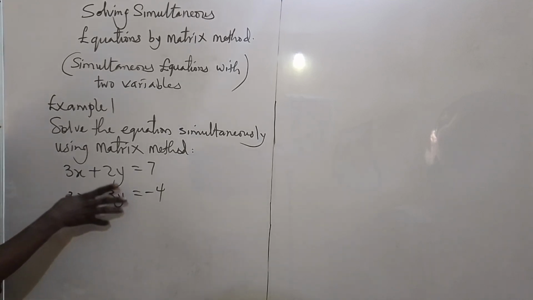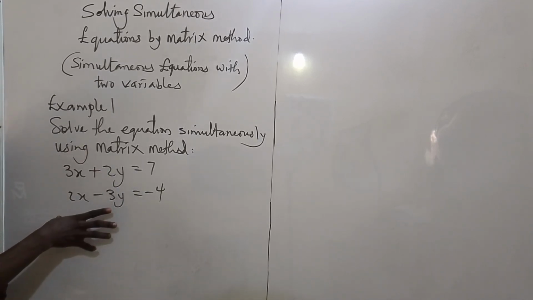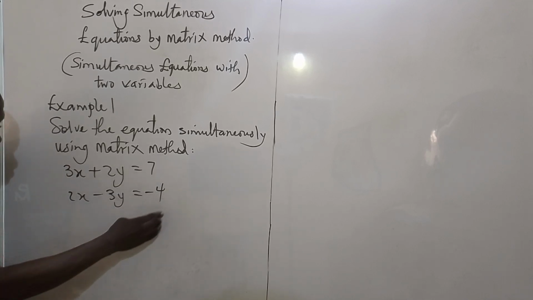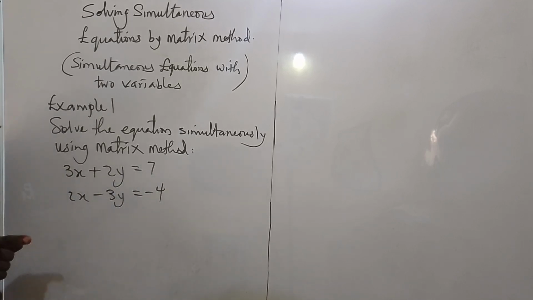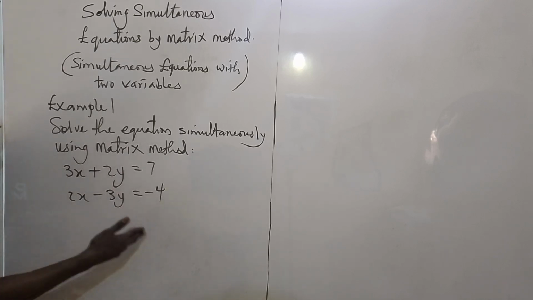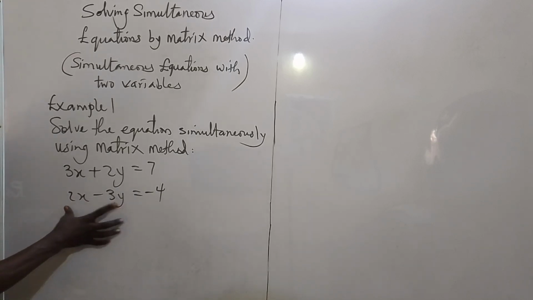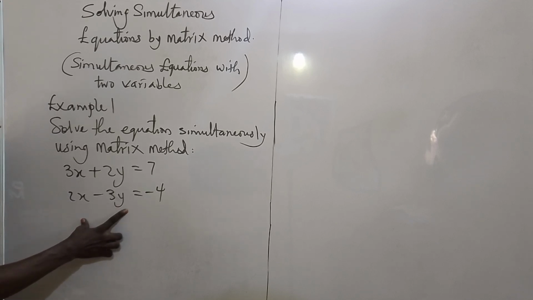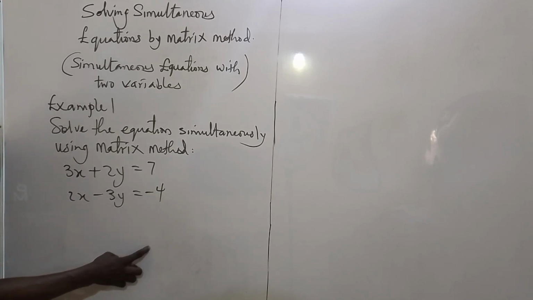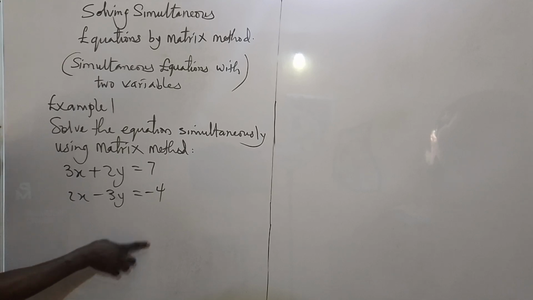So in this case, the first thing we need to do is transform this whole set of equations into a matrix. First, we form the matrix of the coefficients of x and y. We form the matrix of the variables. And then also, we form the matrix of the results we have after the equal to.